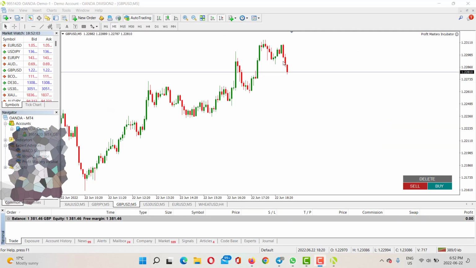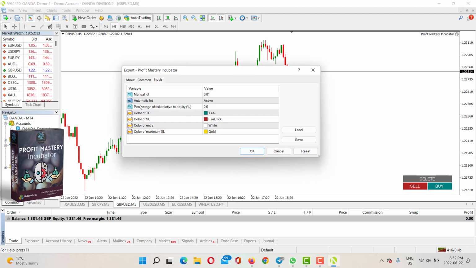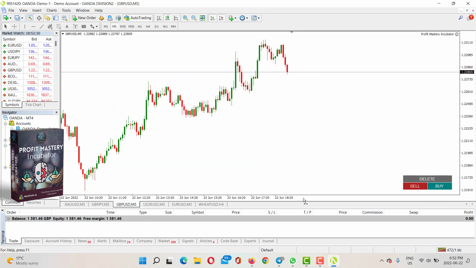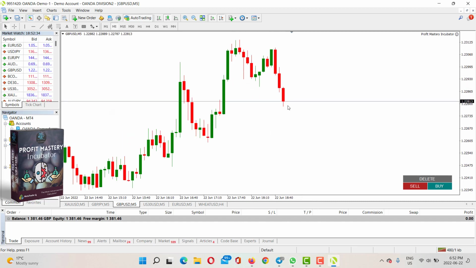So I just logged into my demo account, and I have Profit Master Incubator installed on this account. So as you can see, Profit Master Incubator looks like this, and if I go to the settings, you'll see that it's asking me how much I'm willing to risk per trade. Let's say I mention 2%, and then I activate the automatic lot. So the next thing I need to do is just to specify where I want to enter my trade.